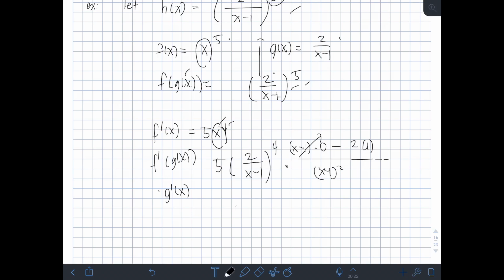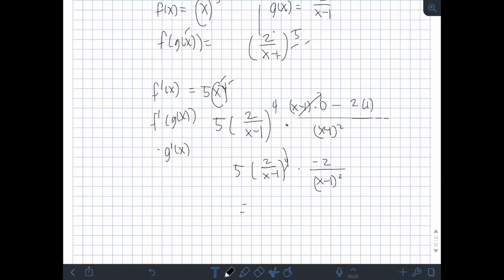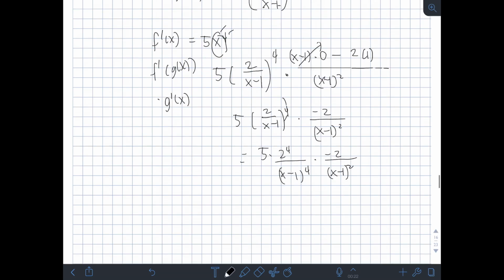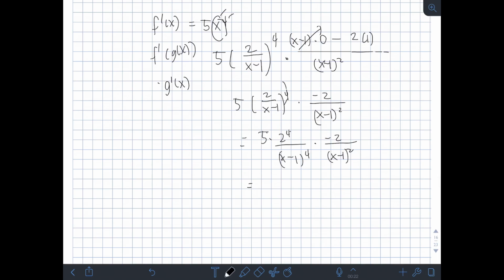So, we have 5 times 2 over x minus 1, quantity raised to the 4th, times negative 2 over x minus 1 squared. We can distribute this exponent of 4. So, 5 times 2 to the 4th over x minus 1 to the 4th times negative 2 over x minus 1 squared. So, let's simplify. 5 times 2 to the 4th times negative 2 is negative 160 over x minus 1 raised to the 4 plus 2 is 6. So, therefore, this is the derivative.